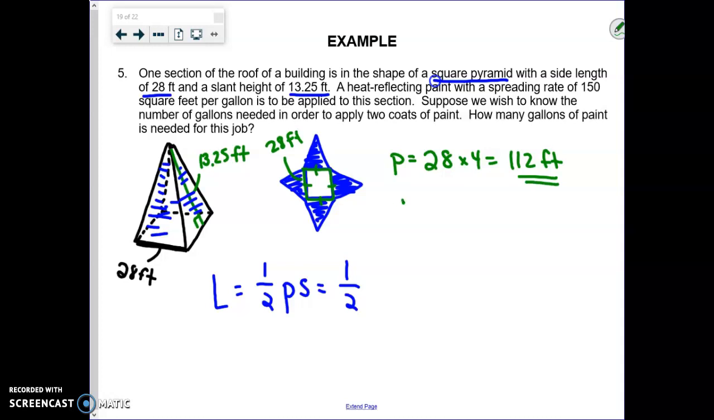It also tells us the slant height, which was given right here in the original description of the problem.